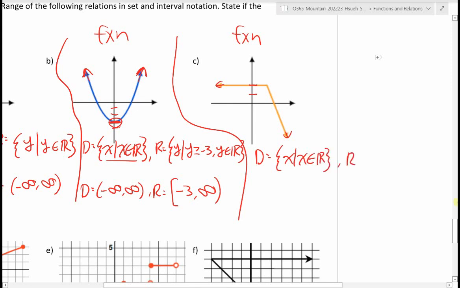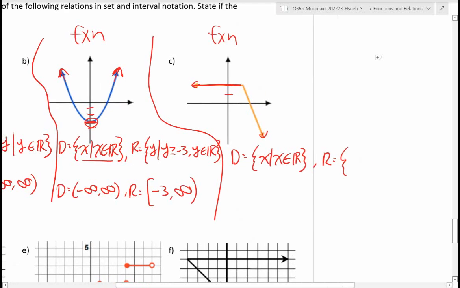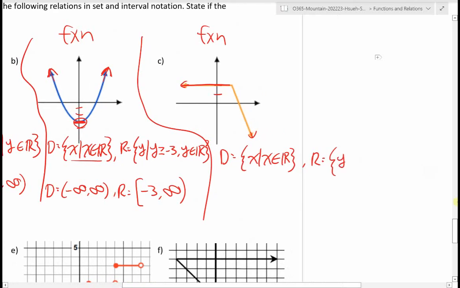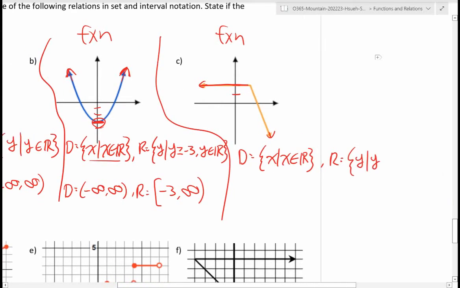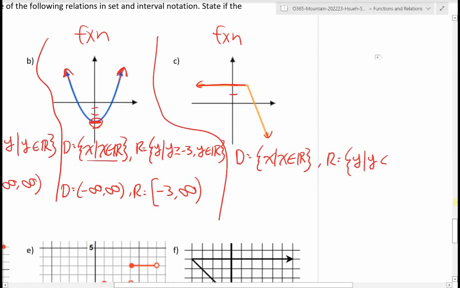However, for the range, there is a restriction. We have a highest point right here at 2. It keeps going downwards though, so we don't have a minimum, but we do have a maximum, and the maximum is 2. So we're going to write y values such that y is less than or equal to 2, and y is the element of all real numbers. Because that is the biggest y value. Nothing is bigger than that, but we do have a bunch of values that are smaller than that.